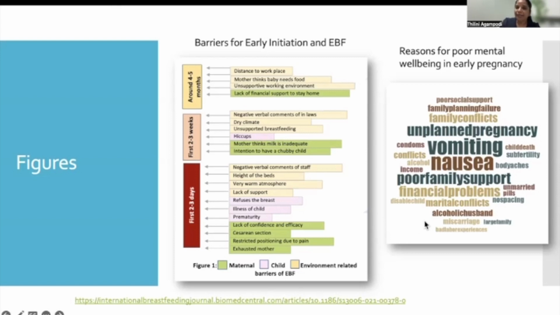You can also use word clouds. This word cloud, which is not published yet, represents the causes of poor mental well-being among pregnant women in early pregnancy. The size of the word, or the code, represents that many mothers are having poor mental well-being due to nausea and vomiting, likewise.